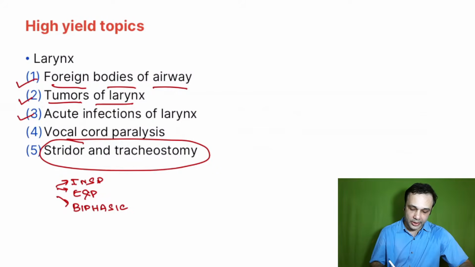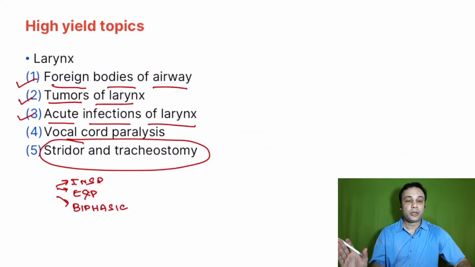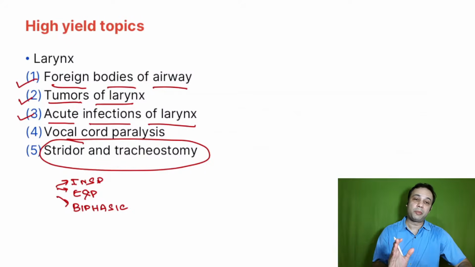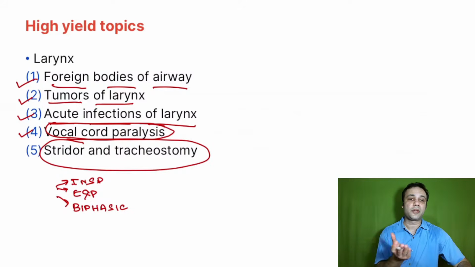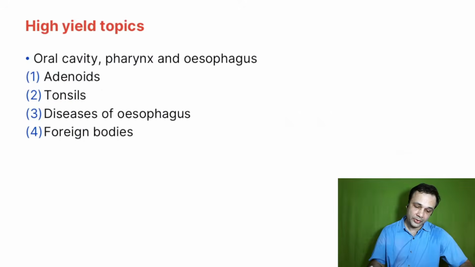The other important topic in larynx has been acute infections of the larynx: acute laryngotracheobronchitis and acute epiglottitis. Stick to these two. Most of the questions are related to that. One question that I have not come across in INICET is vocal cord paralysis. This has been repeatedly asked in NEET as well as in FMG, but not so commonly in INICET. So you may expect something new as far as vocal cord paralysis is concerned.